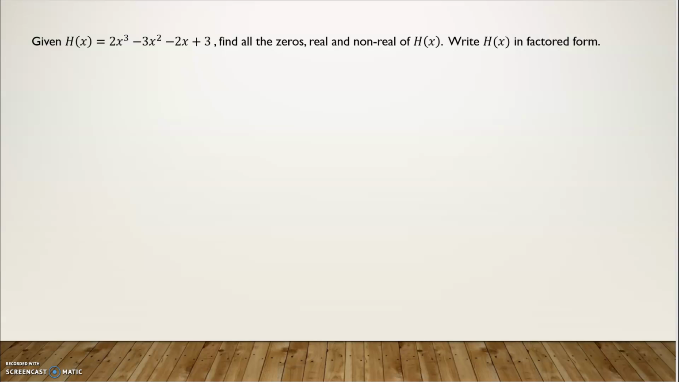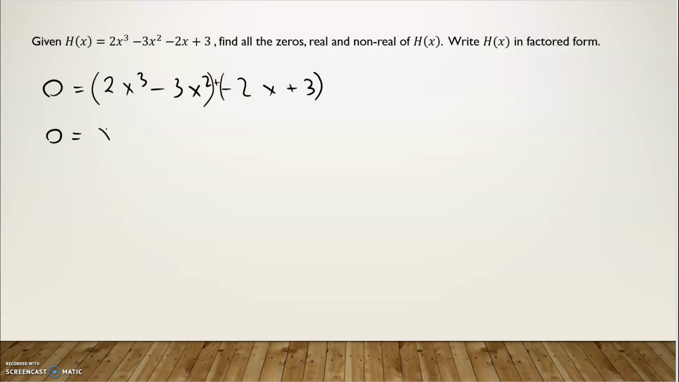Okay, so let's look at this. Given h of x is equal to 2x cubed minus 3x squared minus 2x plus 3, find all the zeros, real and non-real, of h of x, and then write h of x in factored form. Okay, so I'm going to set it equal to 0, because I'm trying to find all the zeros here. I see 4 terms, so I'm going to try to factor by grouping first. So I'm going to group these two and these two.